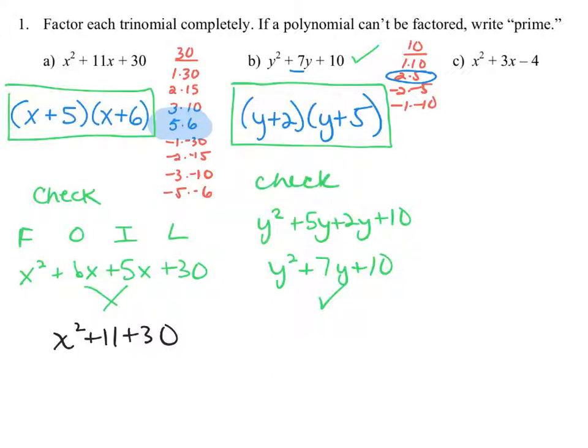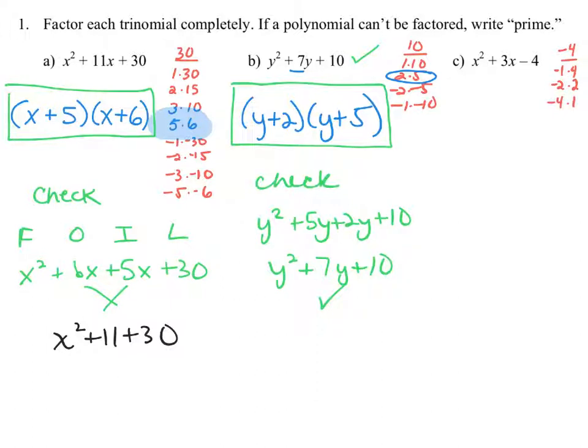In example C, we have x squared plus 3x minus 4. Begin with the last term of negative 4. The pairs of factors that when you multiply them together give you negative 4 are negative 1 times positive 4, negative 2 times positive 2, negative 4 times positive 1.